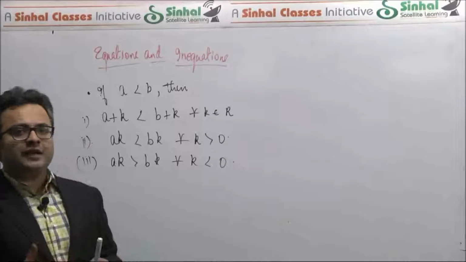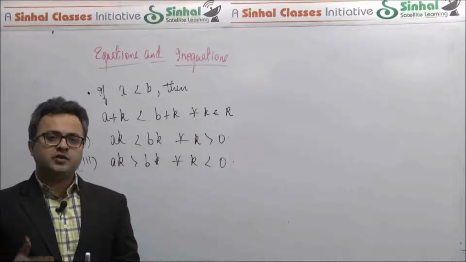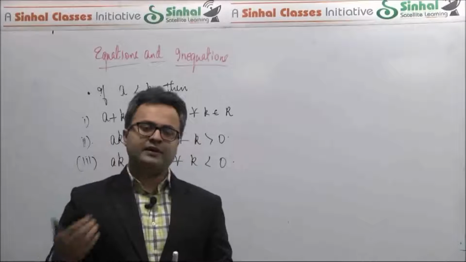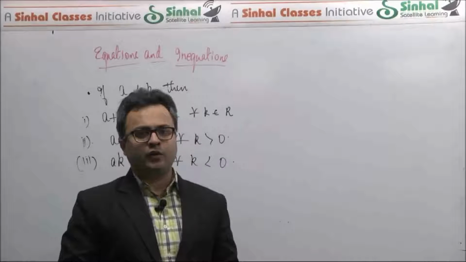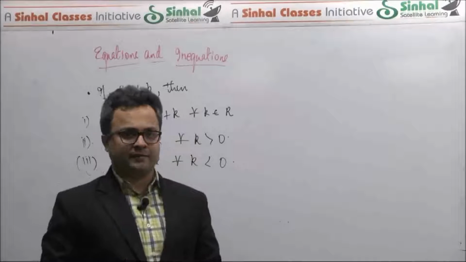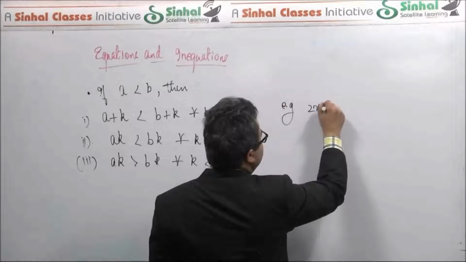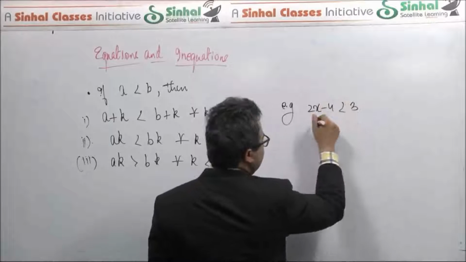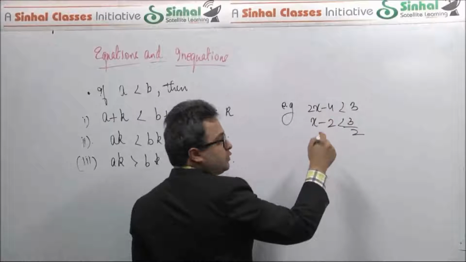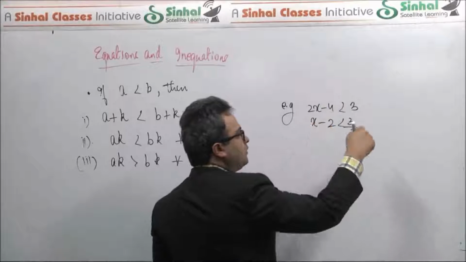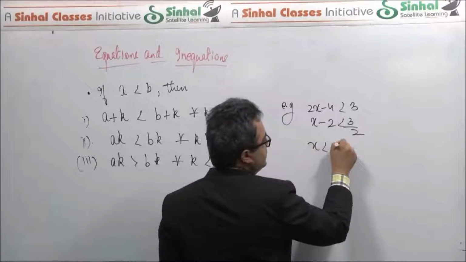So what can always be done is that you can multiply both sides or divide both sides by a positive constant. And when you do that, the sign of inequality will remain the same, right? As a simple example, if I'm saying that 2x minus 4 is less than 3, I can equivalently say that x minus 2 is less than 3 by 2. What I've done here is divide by 2 on both sides, and the sign of inequality remains the same. And of course then I could add 2 on both sides.